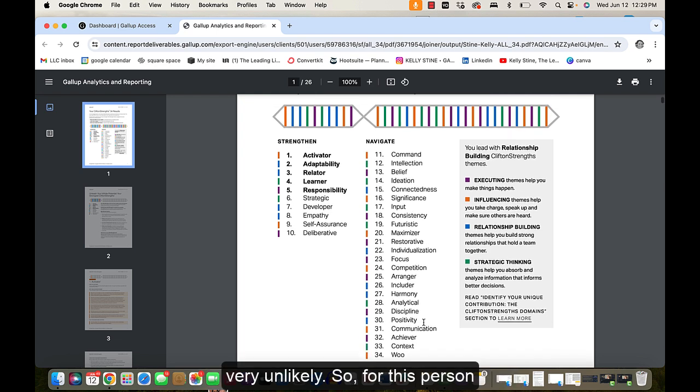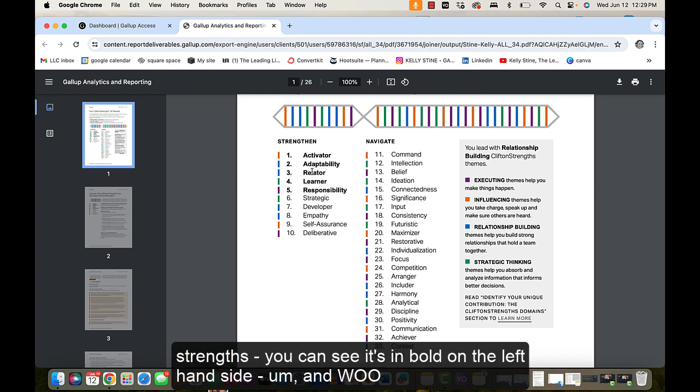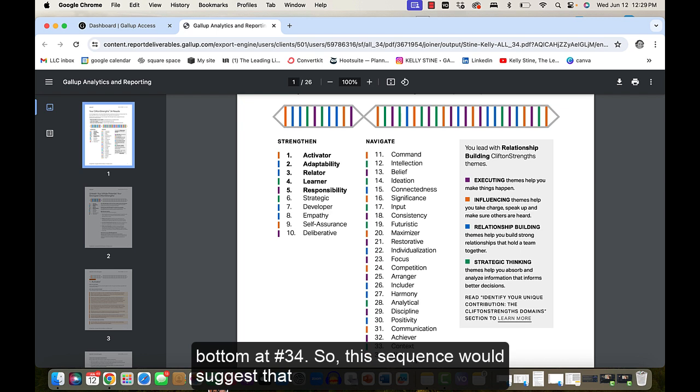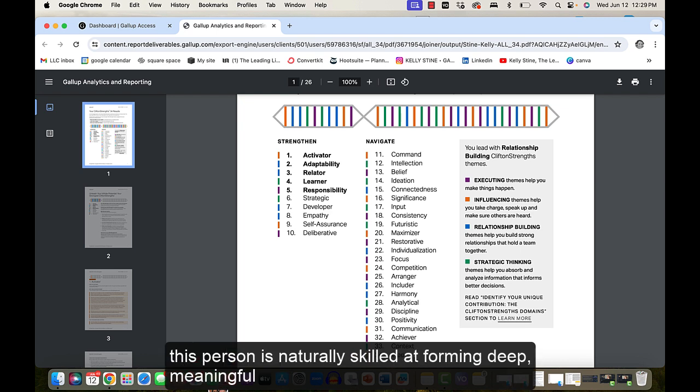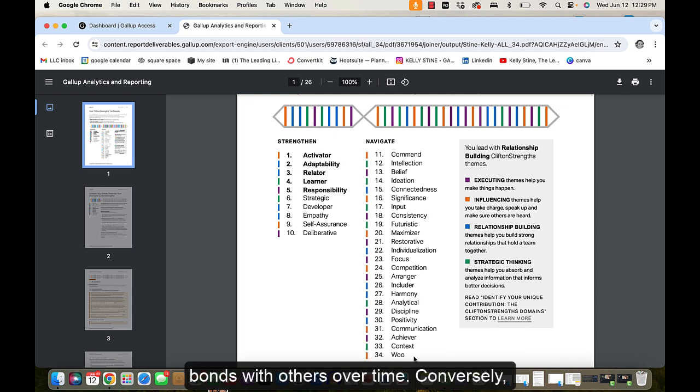So for example, for this person who leads with relator, so relator is one of their signature strengths. You can see it's in bold on the left-hand side. And woo is one of their lesser strengths. In fact, it's their least strength. It's at the very bottom at number 34. So this sequence would suggest that this person is naturally skilled at forming deep, meaningful relationships with a select few. They likely value trust, and they appreciate depth in their connections, and they probably feel most at ease in environments where they can develop close bonds with others over time.